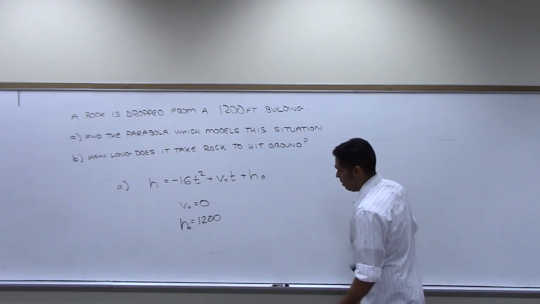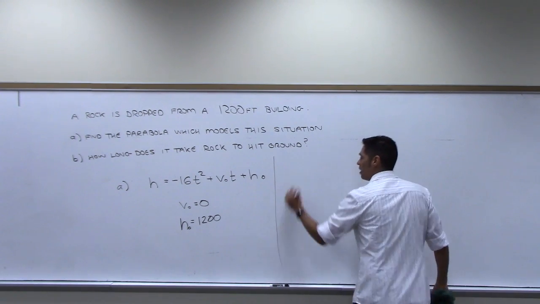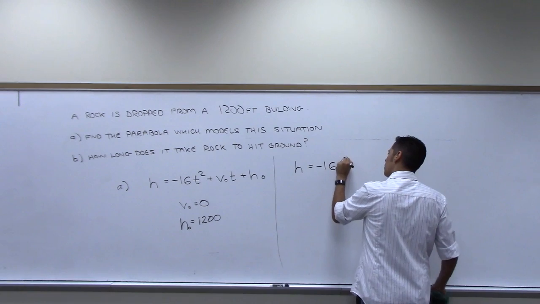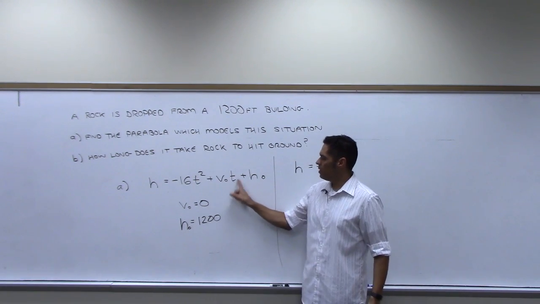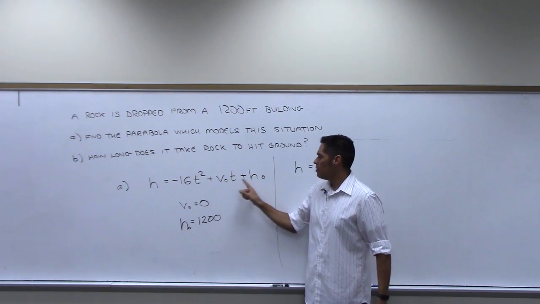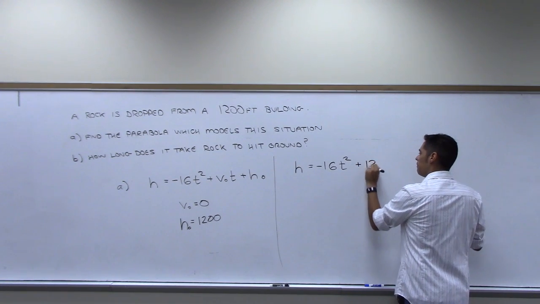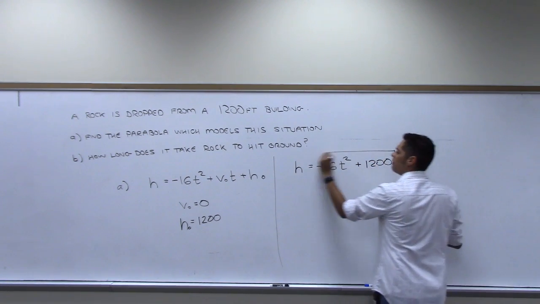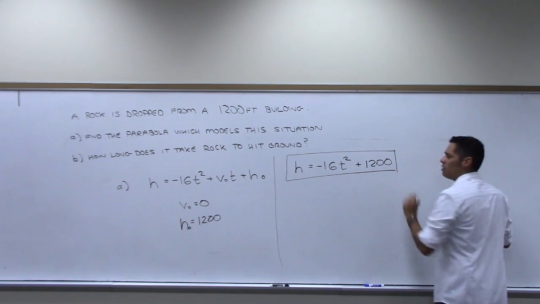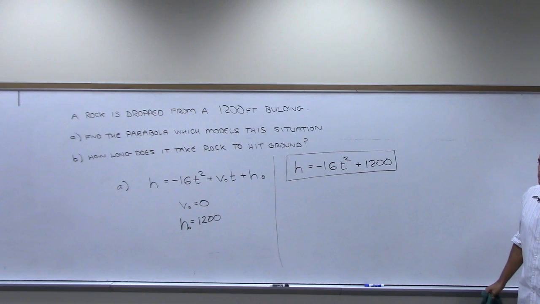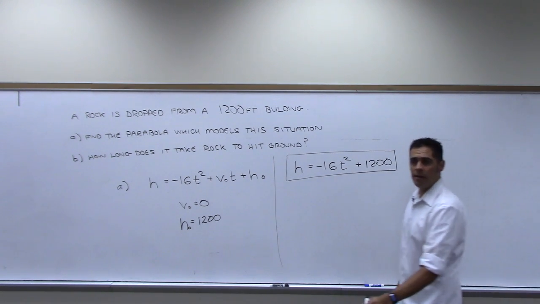So H naught is 1,200. Okay, that's it. Let's rewrite the formula. The formula says H equals negative 16 t squared. What if V naught is 0? What is this whole thing? It's gone, right? So all I have is plus 1,200. There it is. That is the model for the situation. That's the model. That's the answer to part A.